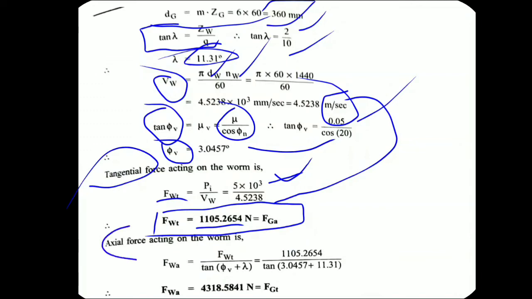Second will be the axial force on the worm. So FWA, we know the equation, is equal to FWT divided by tan of phi v plus lambda. Purposefully we have calculated phi v as 3.05, I put it here, and 11.3 for lambda. So that value I also kept here. I'll get the axial force as 4318.5 Newton. It is always equal to, from the diagram, FGT, the tangential force on the gear.